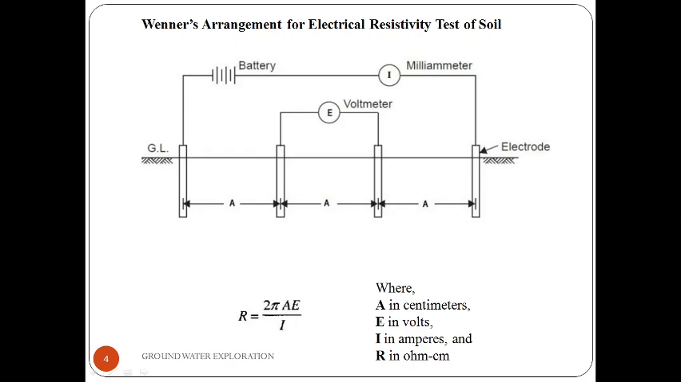The resistivity of a material can be determined by the formula R = 2πAE/I, where A is the equal distance between the electrodes, E is the potential drop in volts, I is the current passed or induced between the electrodes measured in amperes, and R is the resistivity.